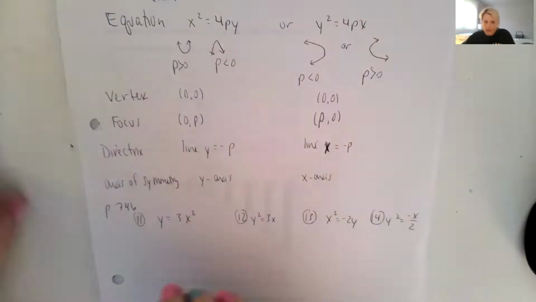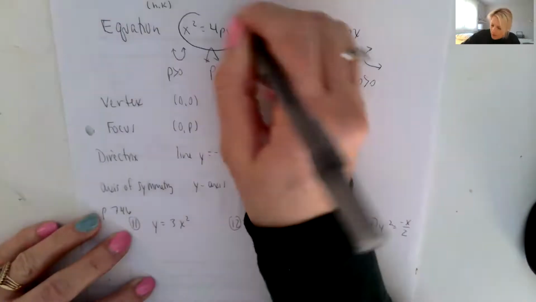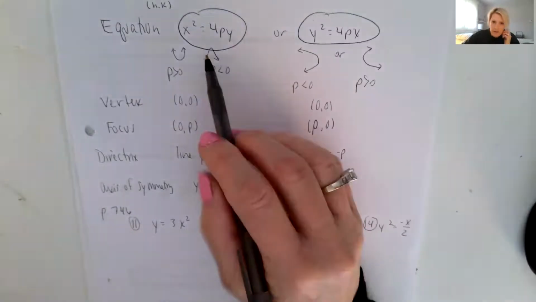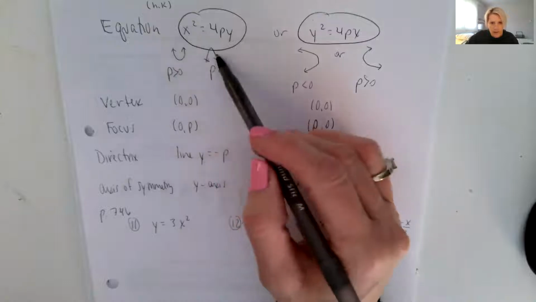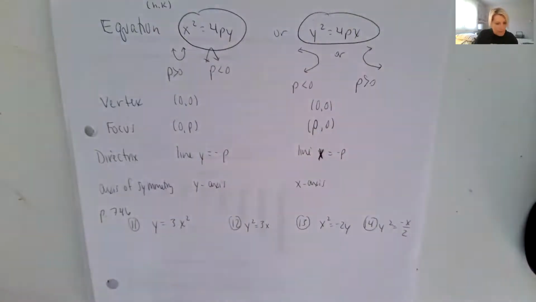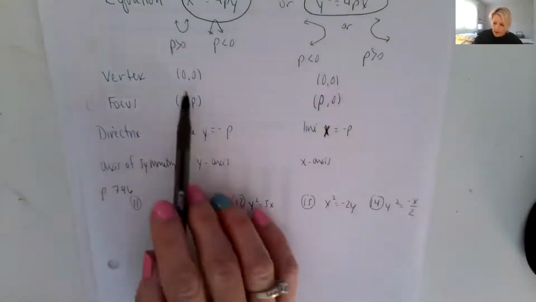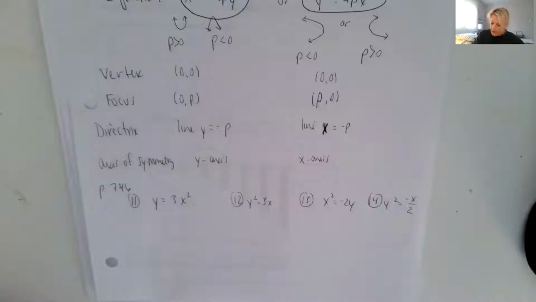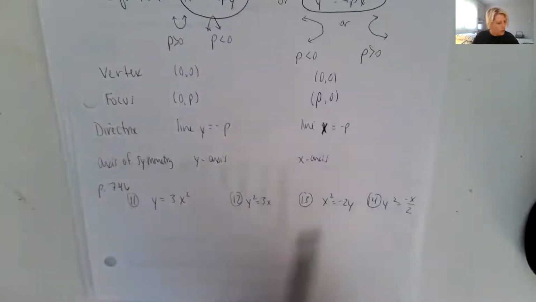Okay, so we could have these two equations. If the x is squared, you know it's a face up or face down, and if the y is squared, you know it's a face left or face right. I wrote down for us the characteristics when the vertex is at 0, 0. So let's go to page 746 in your book and look at 11, 12, 13, and 14.